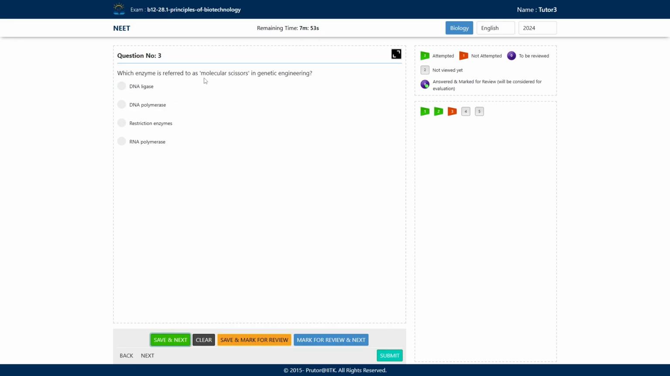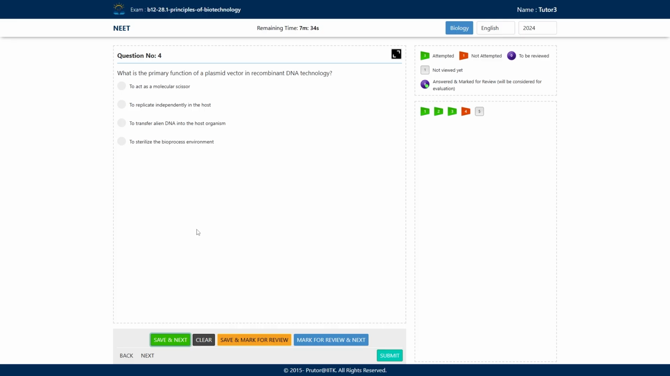Which enzyme is referred to as molecular scissors in genetic engineering? This has come up again and again, and we know the answer: the molecular scissors are restriction enzymes. So we will go ahead with it.